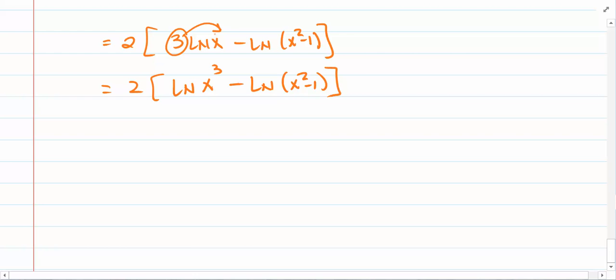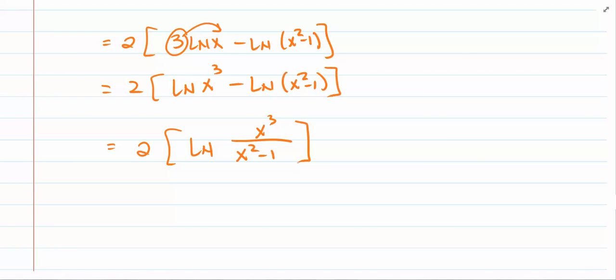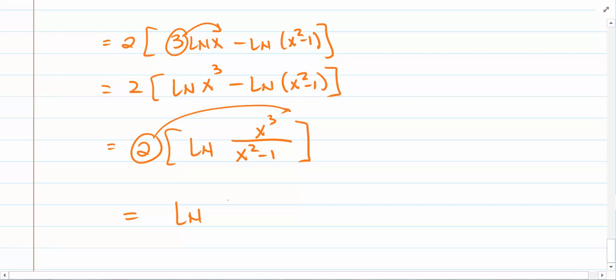There we go. Now I'm going to have a quotient. So I'm going to say 2 times the natural log of x to the third all over x squared minus 1. And then lastly, where did the 2 out in front of the entire natural log, where does that go? You got it. Squared on the whole thing. So this thing comes back up to there. So for the final answer, I get the natural log of x cubed all over x squared minus 1 quantity squared.